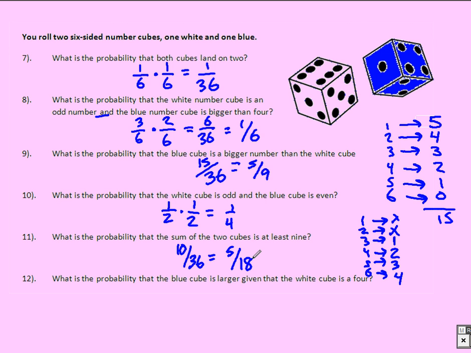And number 12, the probability that the blue cube is larger given that the white cube is a 4. So if I'm given that the white cube is a 4 already, that means the only things that are going to work are 5 and 6. So I only have 2 options that'll work, and I already know what this cube is, so it has no bearing at all on the problem. 2 out of my 6 options for that blue cube, so 1 out of 3 would be your answer.